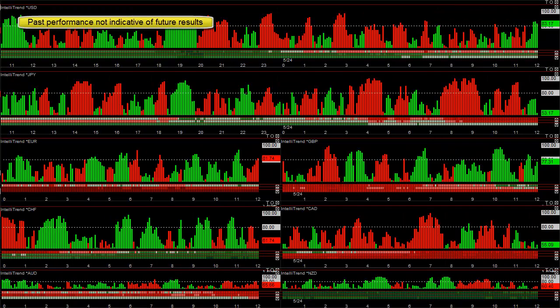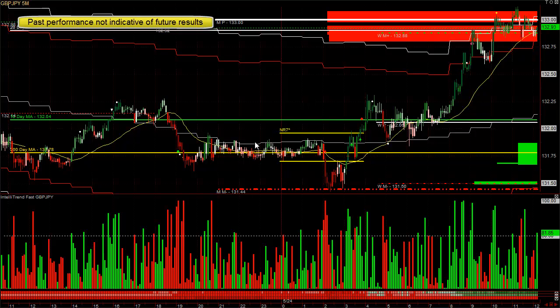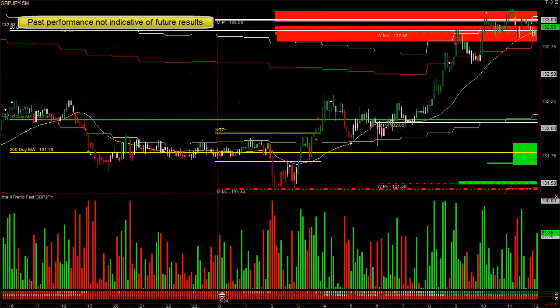Pound yen was also extremely strong today, and you can see this one kind of started the day off going sideways. The longer term trend's down. When you had this narrow range pattern right here, you would have gone short right here, went right down to support. We have a weekly and a monthly pivot level down here, and you can see the weakness just fell off a cliff.